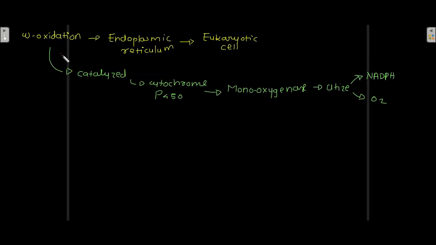Now this omega oxidation is carried out in the endoplasmic reticulum of the eukaryotic cell. Okay, in the eukaryotic cell you have the endoplasmic reticulum, and in that endoplasmic reticulum this omega oxidation occurs. This process is catalyzed by cytochrome P450. And what is this cytochrome P450? It is a monooxygenase that utilizes NADPH and O2. So a monooxygenase known as cytochrome P450 is catalyzing your omega oxidation process, which is occurring in the endoplasmic reticulum.